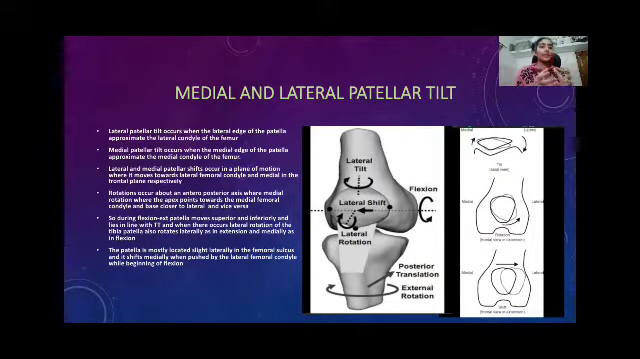So when extension occurs, we know that the lateral femoral condyle is projected more anteriorly. So it will give a push on the patella, so the patella will go medially during extension. And as flexion occurs, it will move a bit laterally and get fixed in the intercondylar groove.